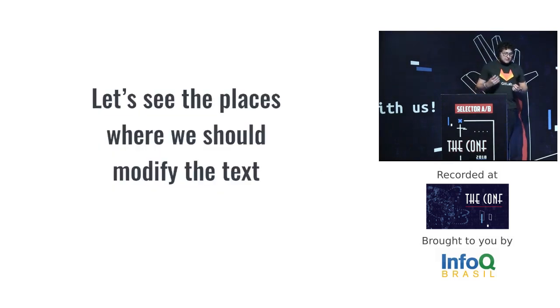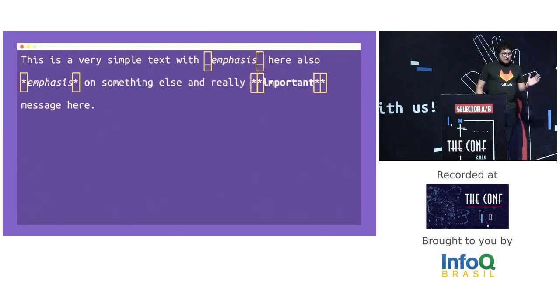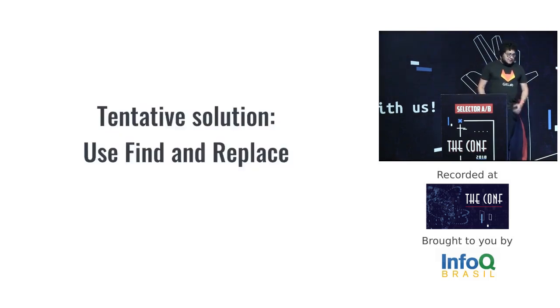So let's see the place where we should modify the text again. If we start parsing the text, we see that the squared annotated parts are the places that we want to modify. As a tentative solution, let's try to do the simplest way that we can achieve the result, which is by using find and replace. There's a little bit of Ruby code, but it's not essential for the presentation. But let's take a look at it.